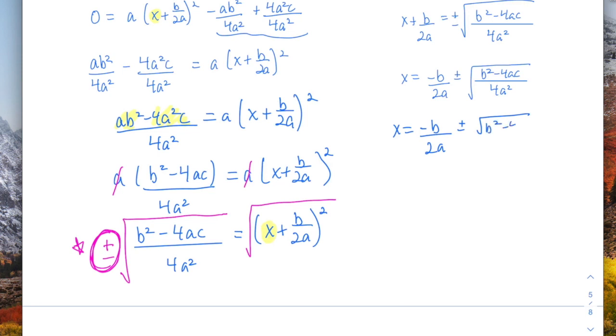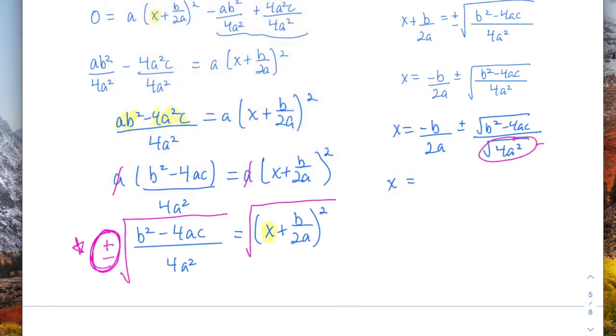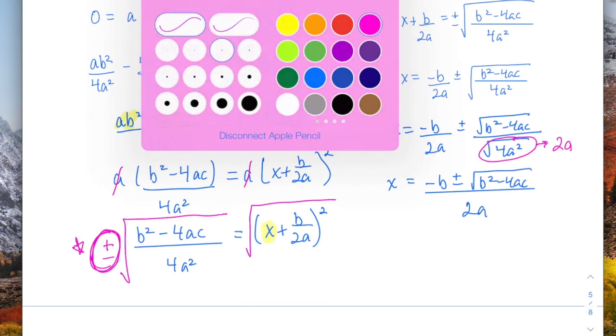By remembering that if I take the square root of a quotient, I can simplify it by taking the square root of the numerator and denominator separately. So we know that this is the same as 2a. That means I can join these two terms by writing them over the same denominator, which is 2a. And there we have it, guys.